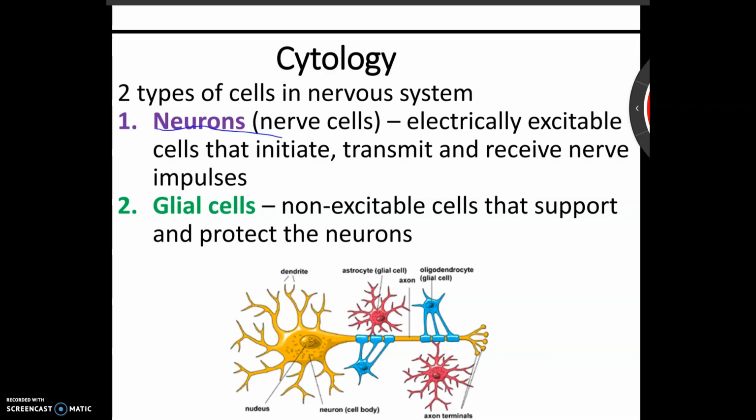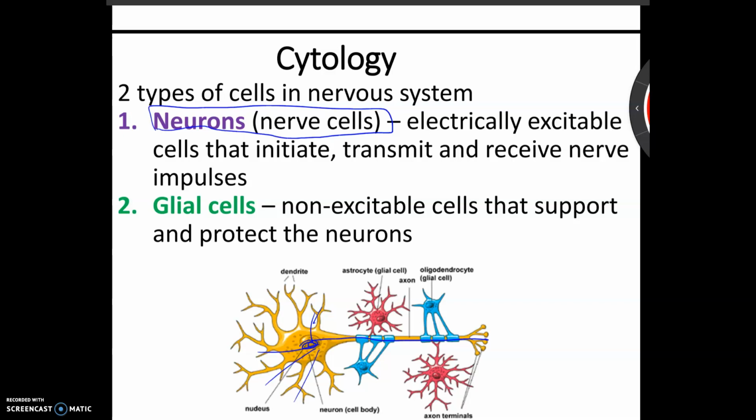There are neurons. These are nerve cells or nerve fibers. So this thing right here is a neuron. It is a nerve cell. It's an excitable cell that can create and transmit signals.